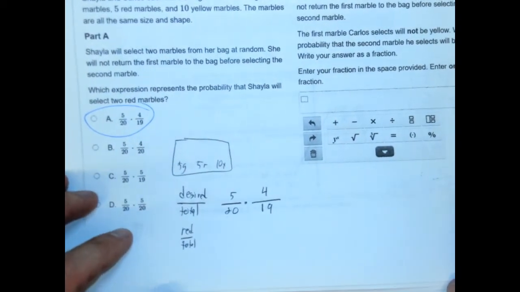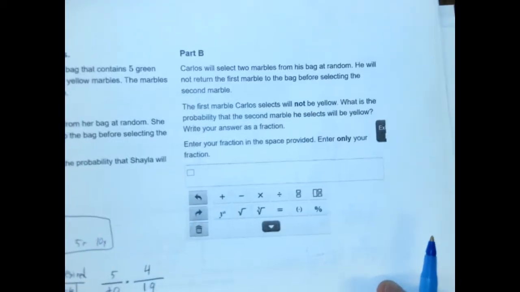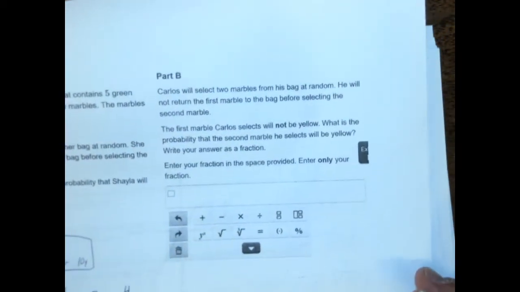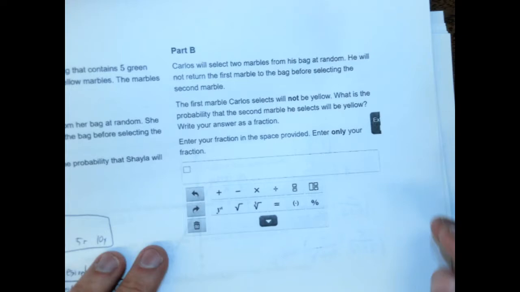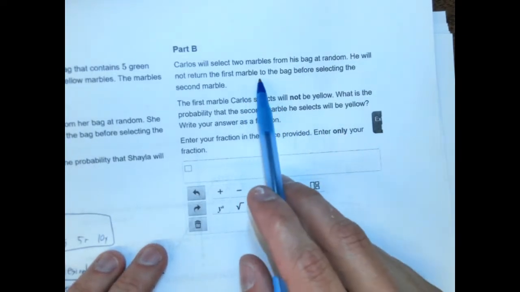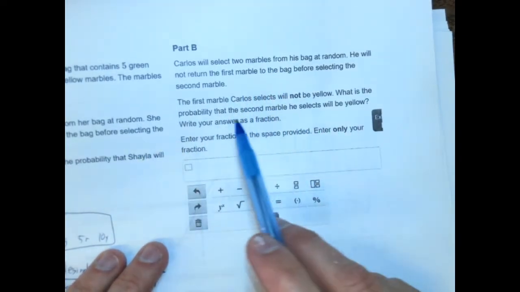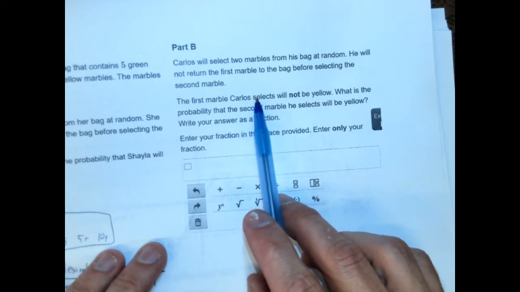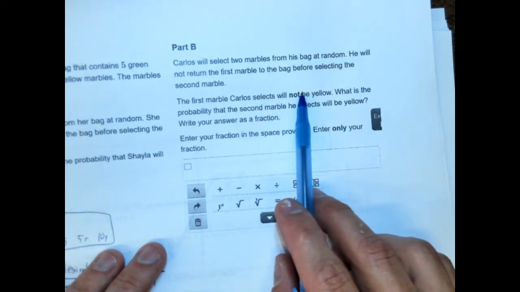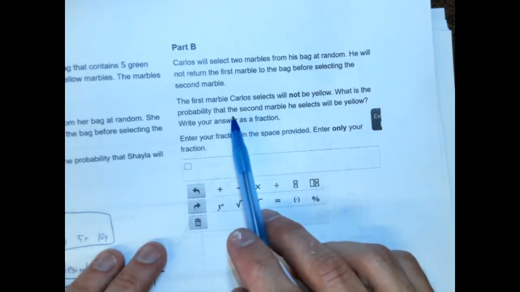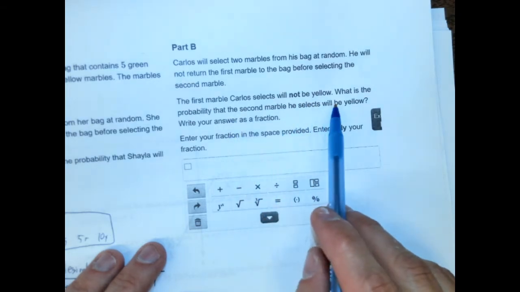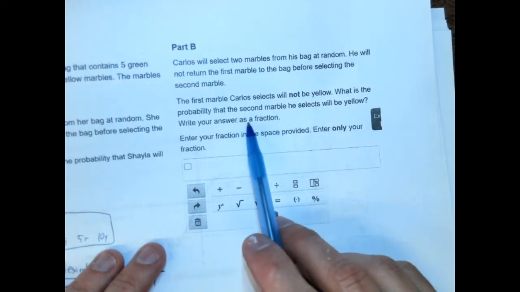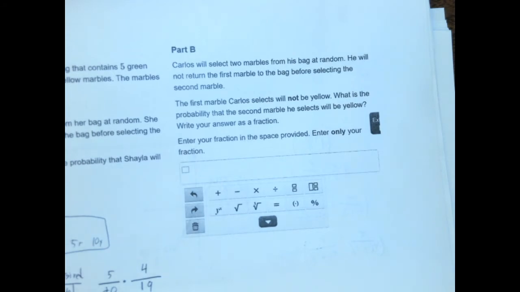Okay. Here, part B. Carlos will select 2 marbles from his bag at random. He will not return the first marble. Okay, so similar to the first example. The first marble Carlos selects will not be yellow. What is the probability that the second marble he selects will be yellow? Write your answer as a fraction. Okay. So we have to assume the first one's not yellow.